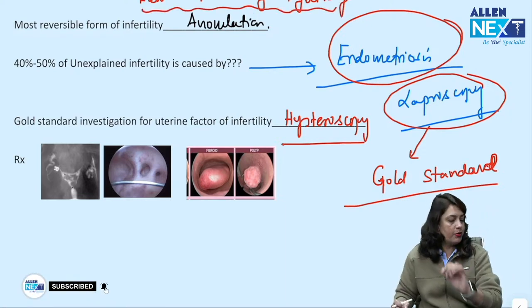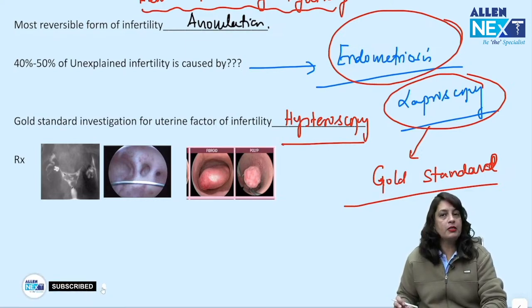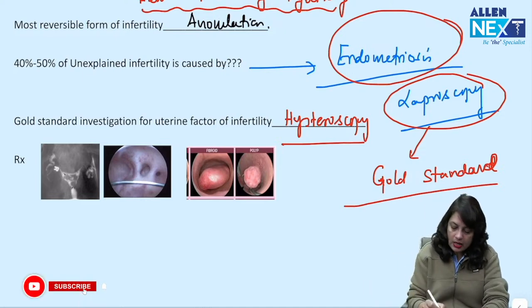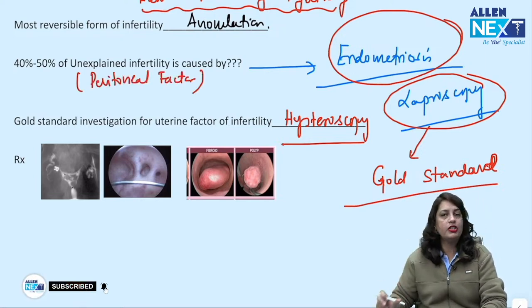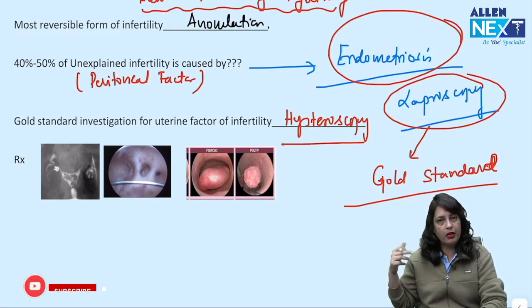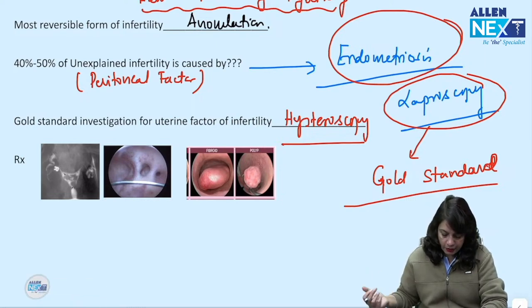Okay. So most reversible form of infertility is anovulation. In 40 to 50% cases of unexplained infertility, the cause is endometriosis. And what is the investigation? Gold standard for endometriosis or peritoneal factor of infertility. Endometriosis is called peritoneal factor of infertility because there are multiple adhesions, peritubal, periovarian adhesions. So the fallopian tube is not able to move the fimbriae to pick up the ovum. Hence it is a female factor of infertility, that is peritoneal factor.